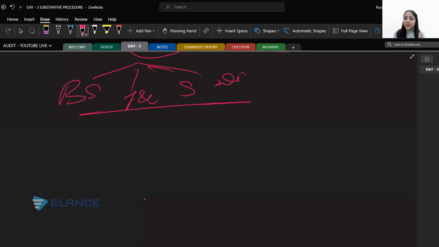So these are nothing but the true and correct facts that they are stating about themselves. That, dude, this is the P&L, this is the balance sheet, so this is the proper way that management has presented to me, right?